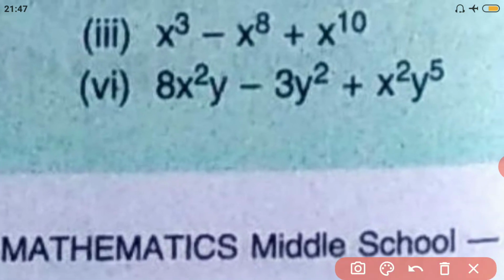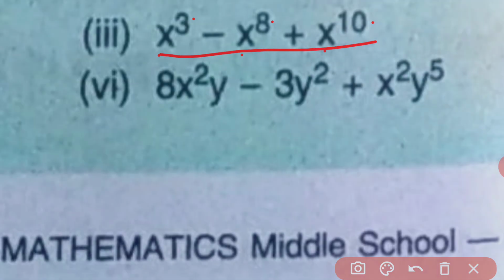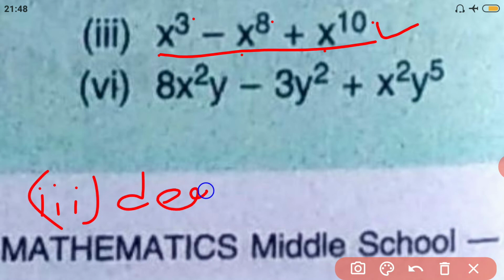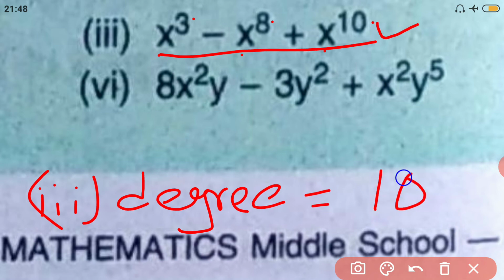In question number 3, we have first term having the power 3, second term having the power 8, third one having the power 10. So what should be the degree of this whole polynomial? It should be 10. 10 is the highest, right? So number 3, degree is equal to 10. Please do this in your exercise books.